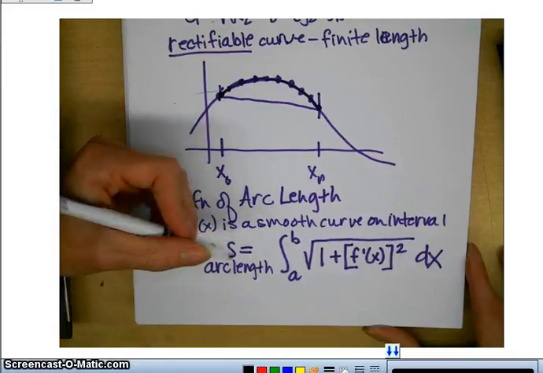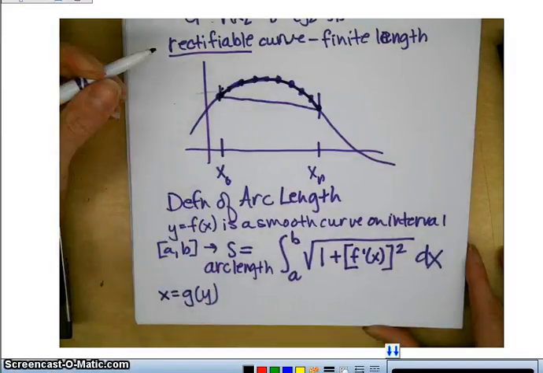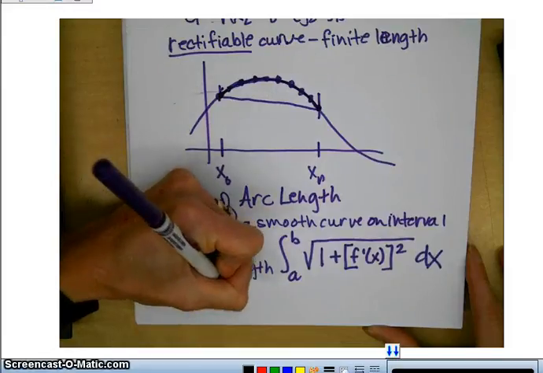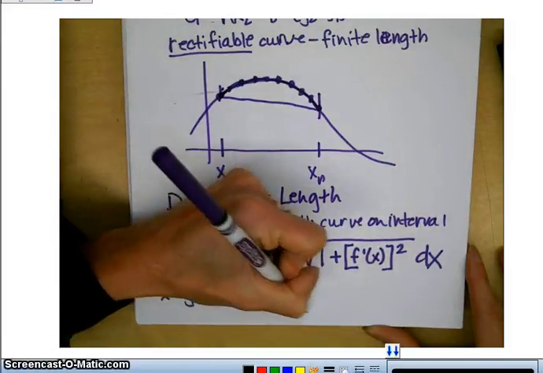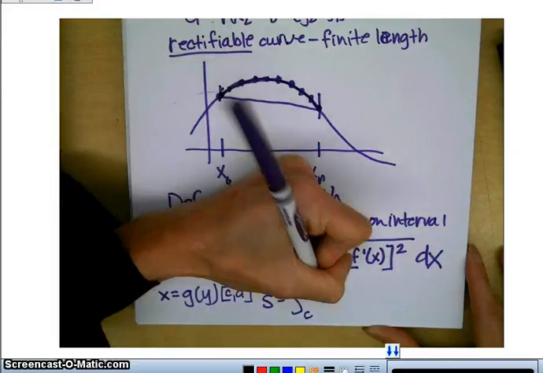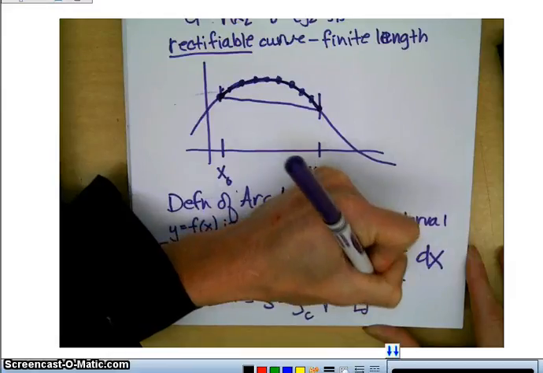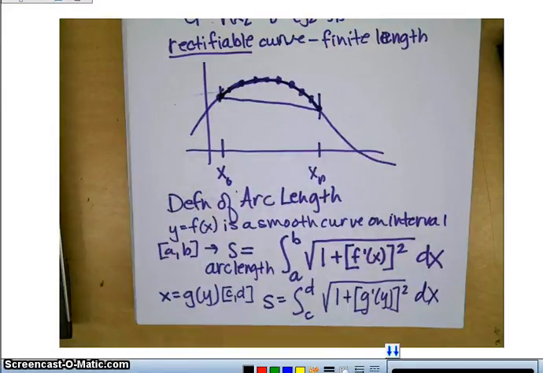Similarly, if x equals g of y is a smooth curve on the interval from c to d, then the arc length would be the integral from c to d of the square root of 1 plus g prime of y squared dy. So this would be like with respect to the x and with respect to the y axis.